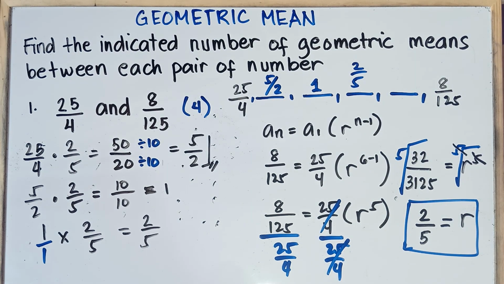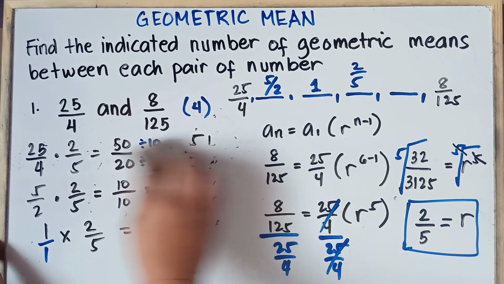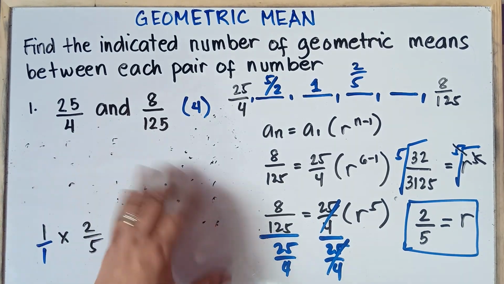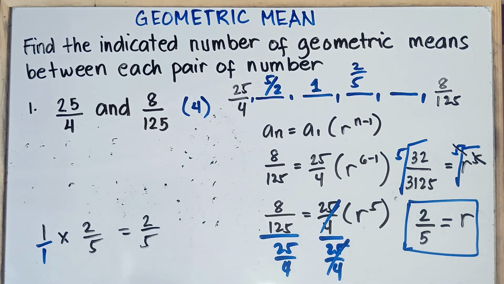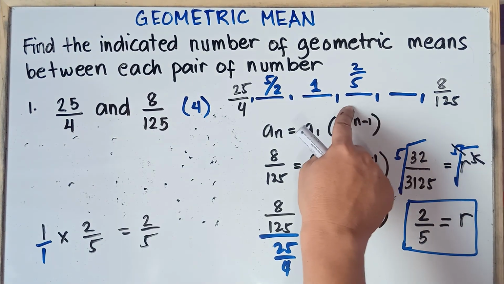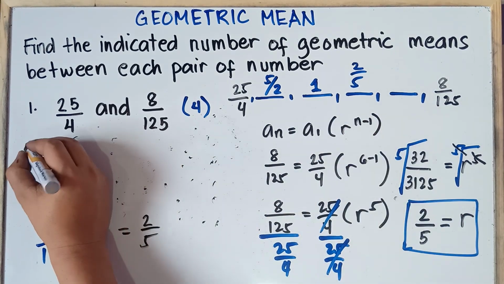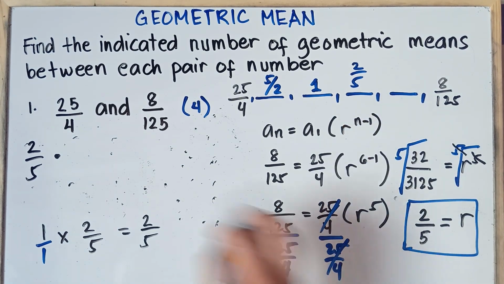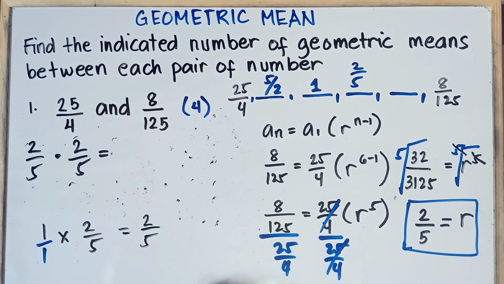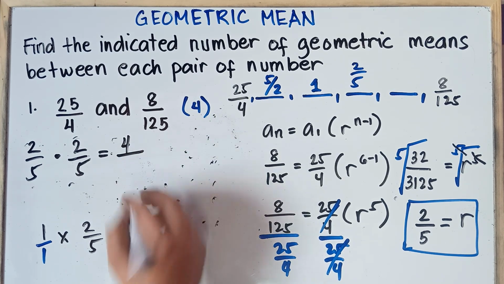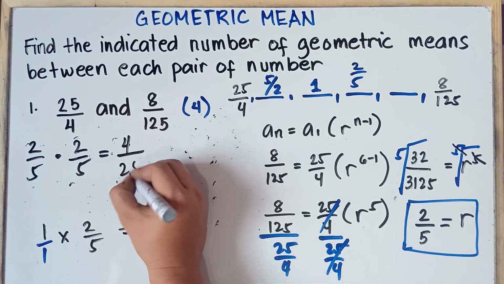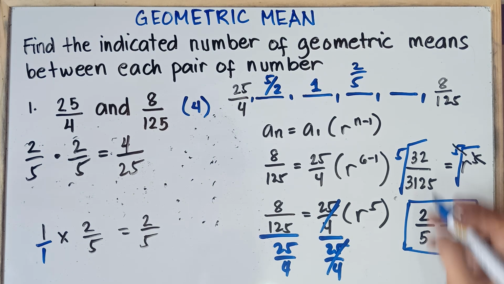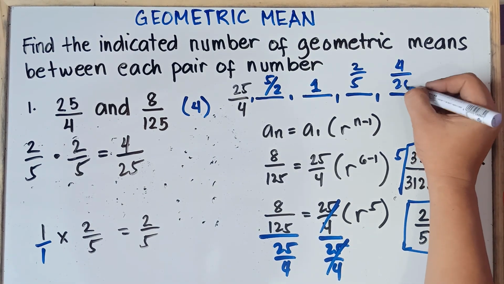Alright, and let's find our fifth term. Almost done, class. Once you get the common ratio, it's easy to find the terms. This will be the fourth term times the common ratio, 2 over 5. So 2 times 2 is 4. 5 times 5 is 25. Check, class, if we can reduce 4 over 25. Nope, we cannot reduce. So our fifth term is 4 over 25.